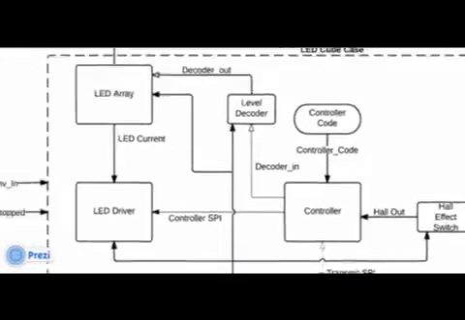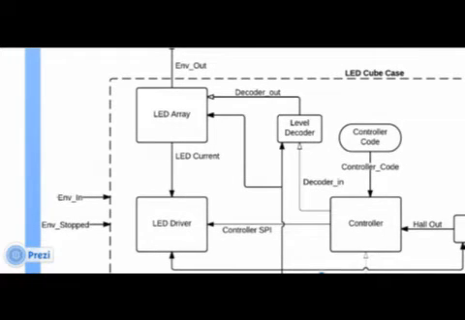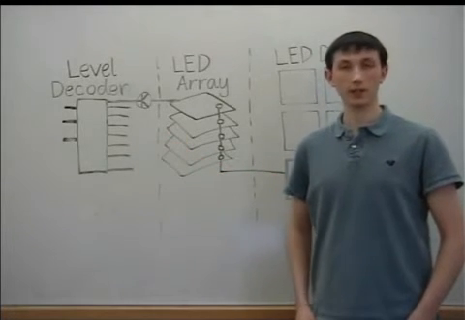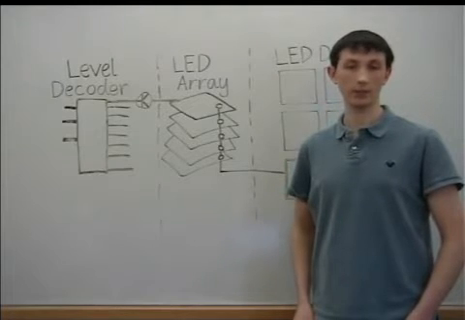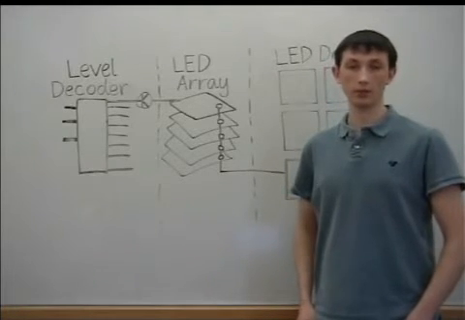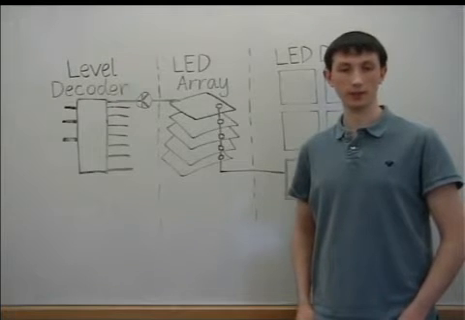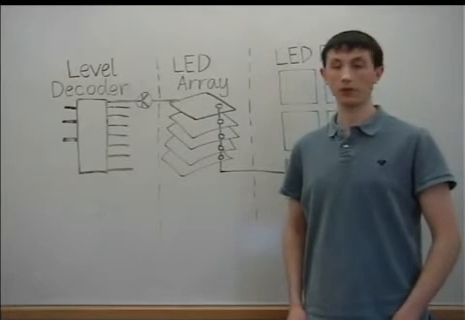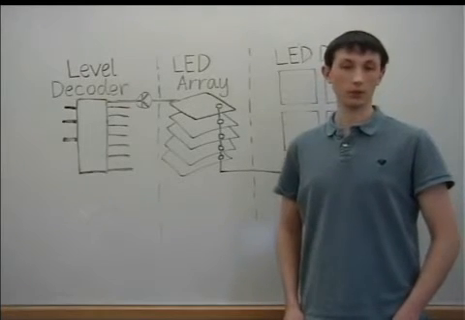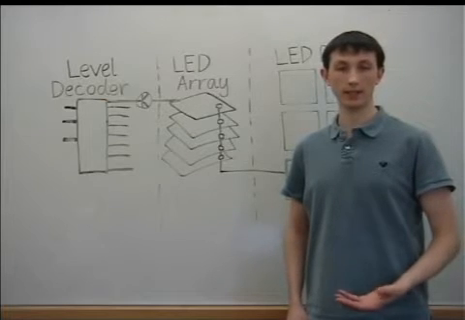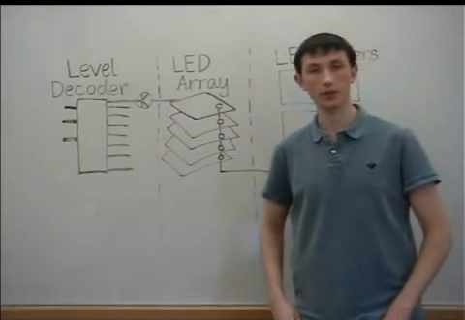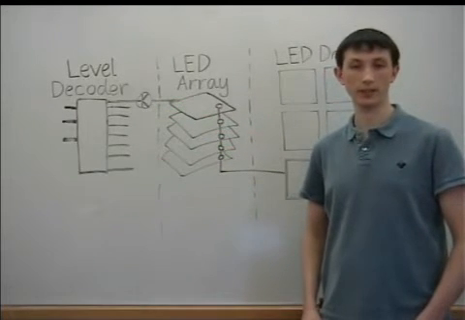To control the LEDs, there are three necessary blocks: the level decoder, the LED array, and the LED driver. The first block is the level decoder. This block controls which level of the LED cube is currently active. When the controller block sends an 8-bit binary number to the level decoder, it selects one of the 8 outputs as the current level. We are only going to have 5 layers in total, which means that once one of the 5 is selected, it is connected to a transistor, which acts as a switch, since the level decoder cannot output enough current to power the LEDs.